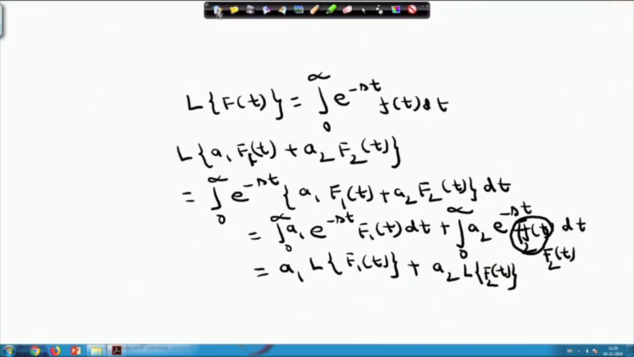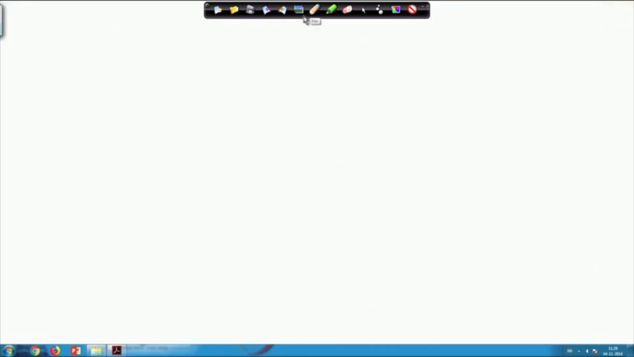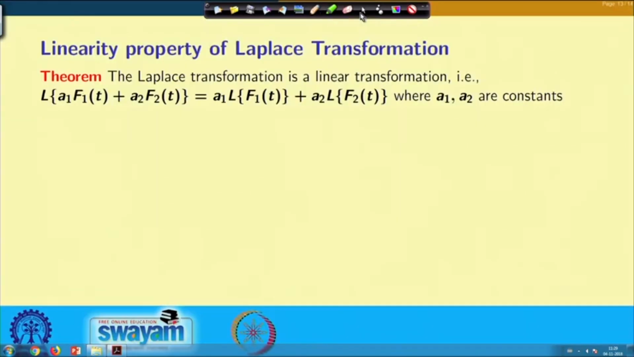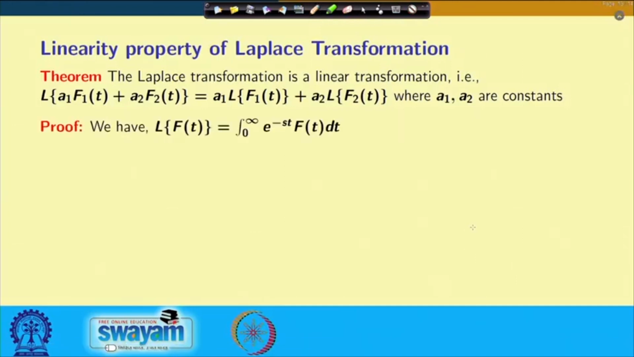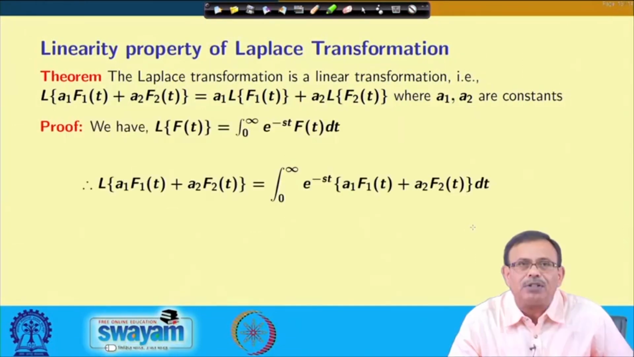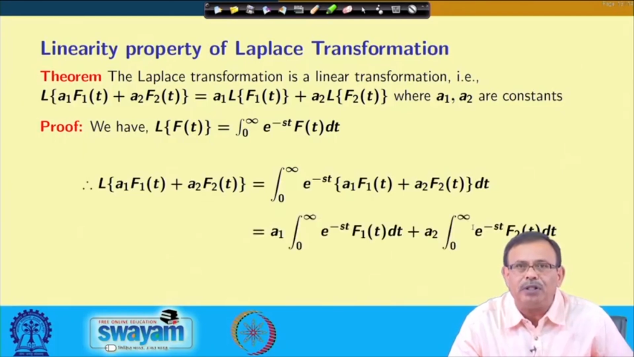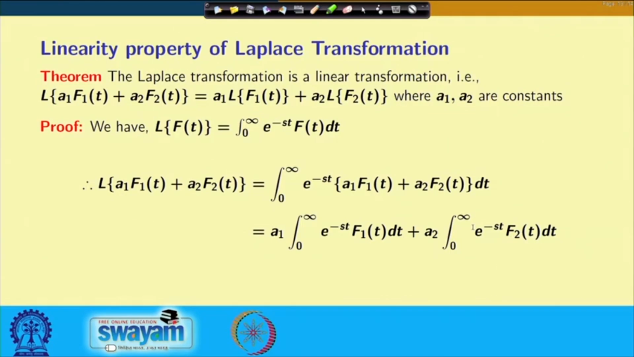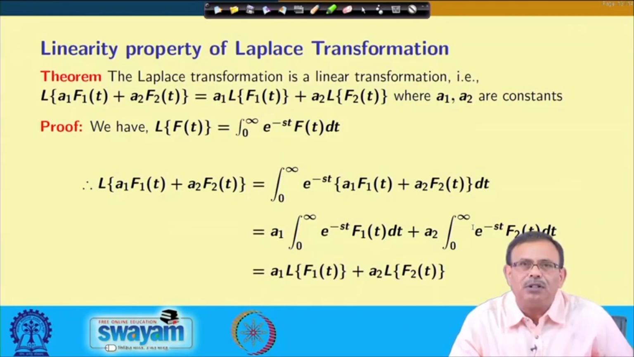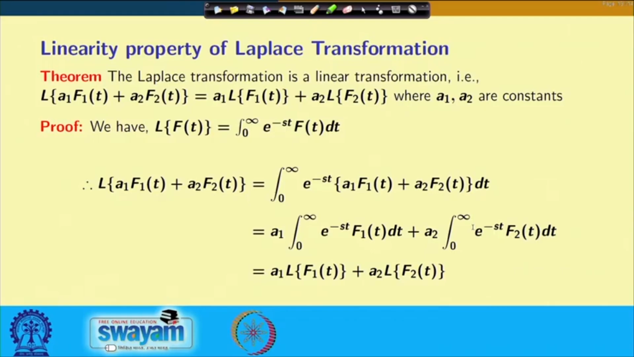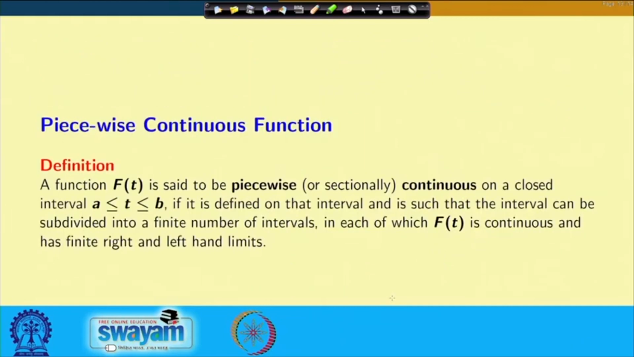So, I can remove this, and again we can go back to the earlier one. Just the proof whatever I told you, I am showing here so that you can understand it in a better way. Same thing we have written: 0 to infinity e power minus st into a1 f1(t) plus a2 f2(t), this equals this, and a1 into the integral of e power minus st f1(t) dt is Laplace transform of f1(t), plus a2 into Laplace transform of f2(t).